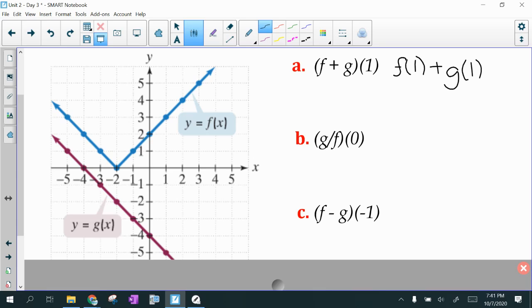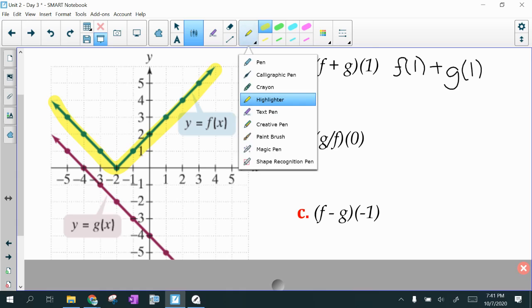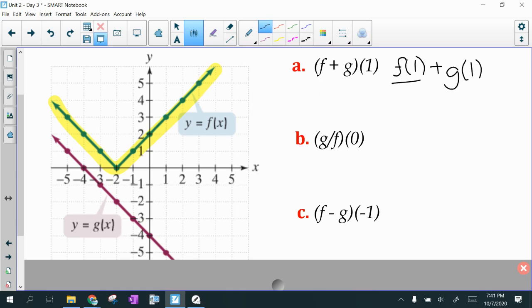Okay, I'm going to go to my graph, and notice I've got my graph of f right here in yellow, and I'm looking for, given an x coordinate of 1, which is what this is saying, what is my y coordinate? So I go up there and I say, well, it sure looks like that y coordinate is going to be 3.